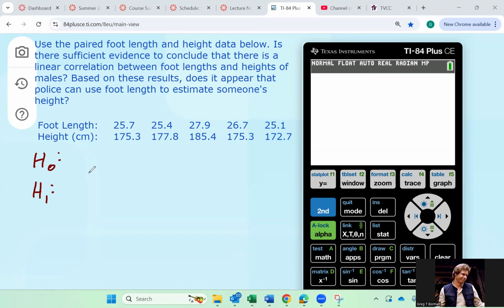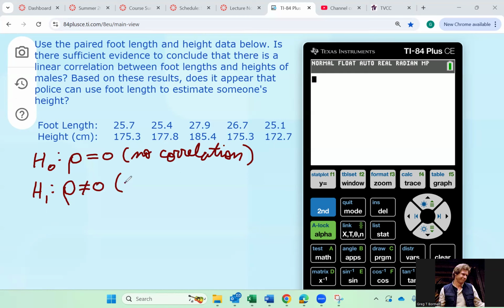Whenever you test for linear correlation, you're going to do H0: rho equals 0, and that means no correlation. And H1: rho not equal to 0, Greek letter rho, and that means yes correlation, for lack of a better expression. So if we go with H0, they don't appear to be correlated. If we go with H1, they do appear to be correlated.